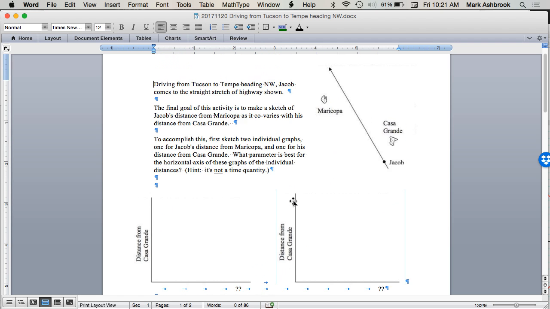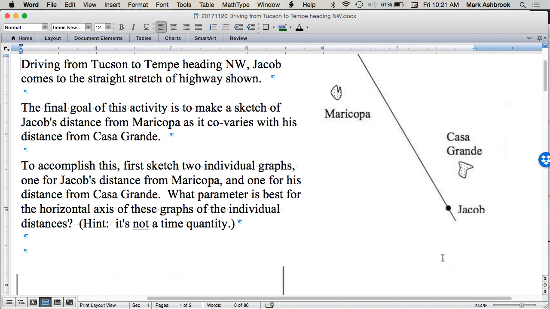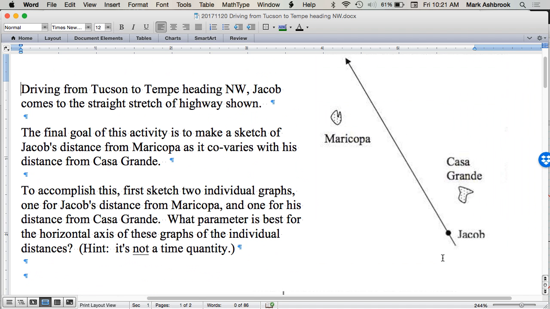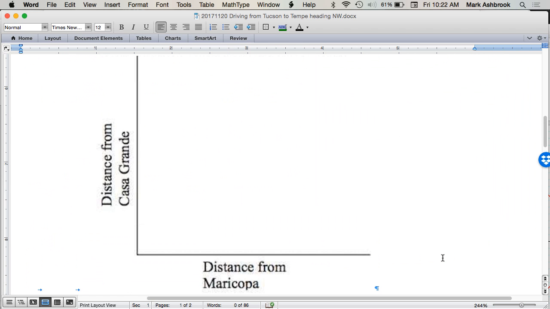Okay, now let's read. So driving from Tucson to Tempe, heading northwest, Jacob comes to a straight stretch of highway shown. The final goal of this activity is to make a sketch of Jacob's distance from Maricopa as it covaries with his distance from Casa Grande. So the bottom graph here, this is the one. This is the graph we're after. Jacob's distance from Casa Grande in relationship to distance from Maricopa. So that's our final goal.